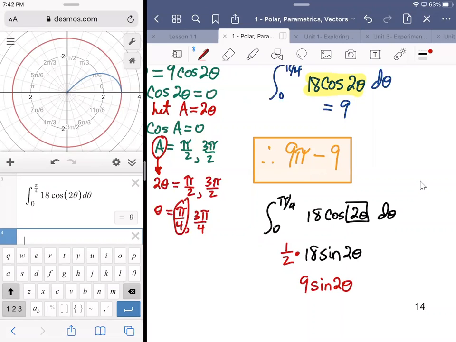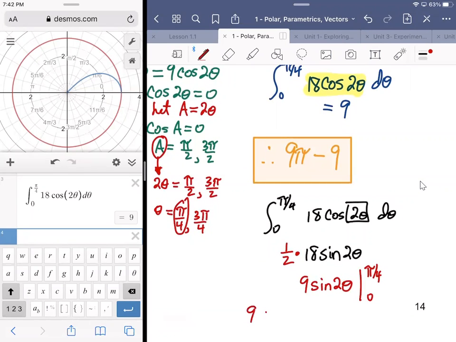When I check this by differentiating, I would say, okay, the derivative would be, we've got a constant multiple, 9 cosine 2 theta, and the derivative of the inner function would be 2. 9 times 2 is 18. That gets me where I want to go. Now this is happening over the interval of 0 to pi over 4. So the rest is just the fundamental theorem.